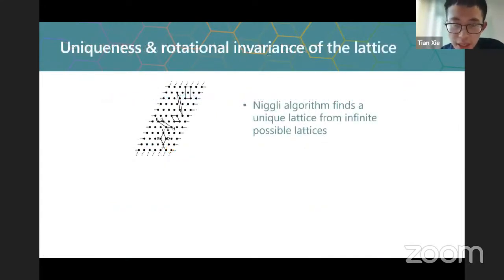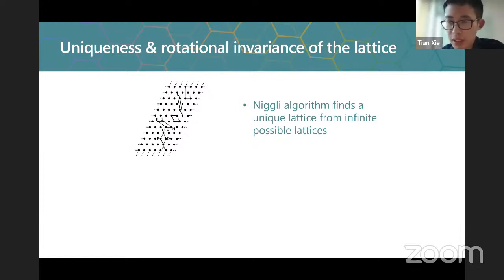The second is that we need to have a unique representation for the lattice of the material. Fundamentally, a material is an infinitely large structure, but you're only representing it using its repeating unit. However, for the same infinitely large structure, you have many different ways of choosing the repeating unit. So this again introduces the problem of which target you want to predict from the MLP predictor. So we use an algorithm called the Niggli algorithm that is developed.